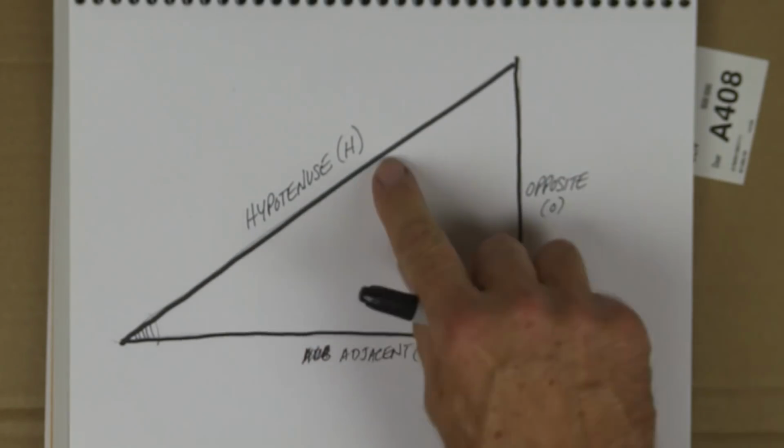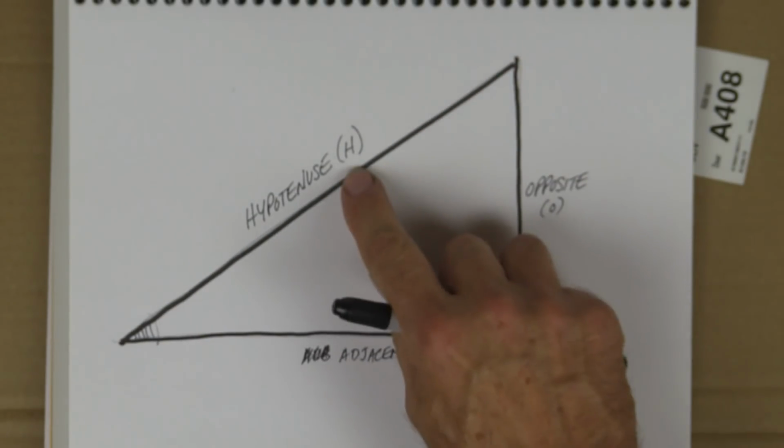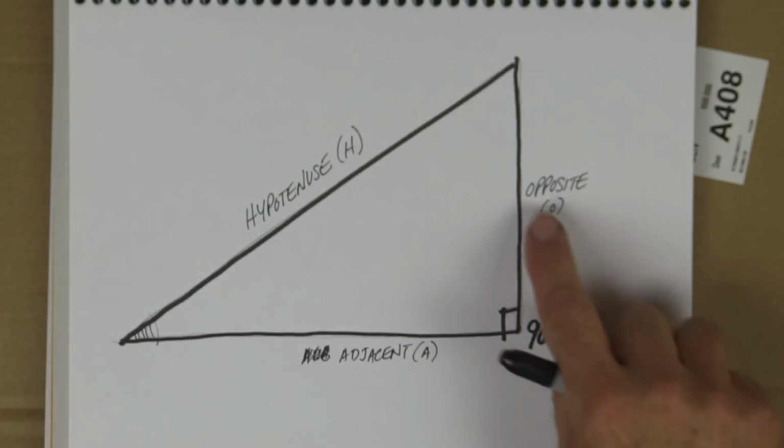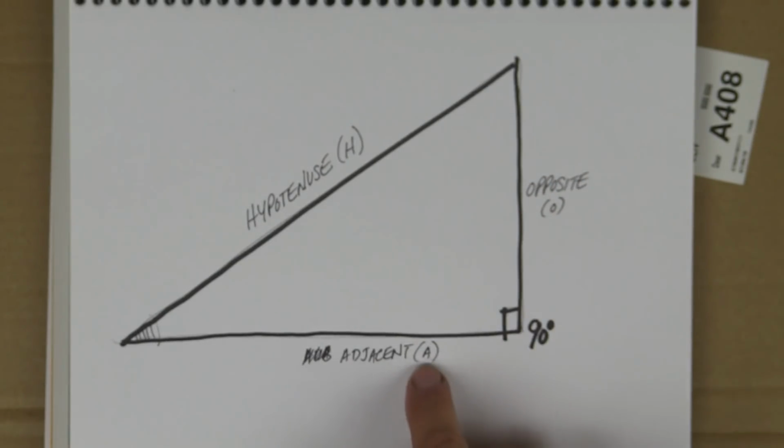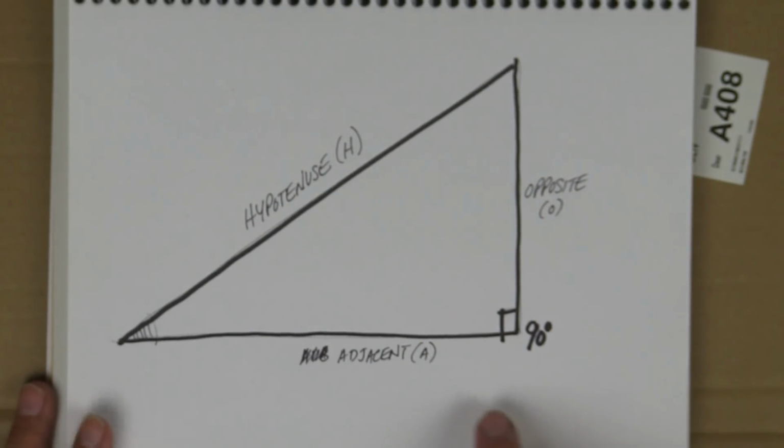So we've got the hypotenuse, which is the long one, and we just call it H. Opposite is O, and the adjacent is A. That's easy. All right? So you just have to remember HOA.